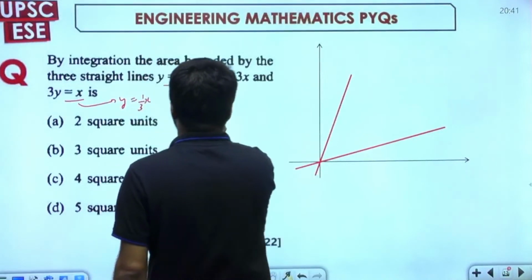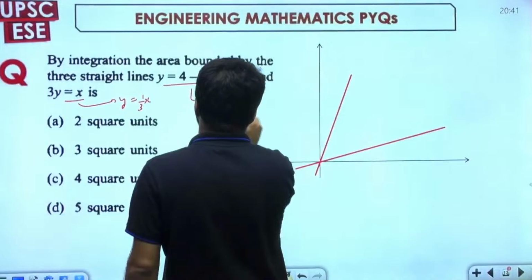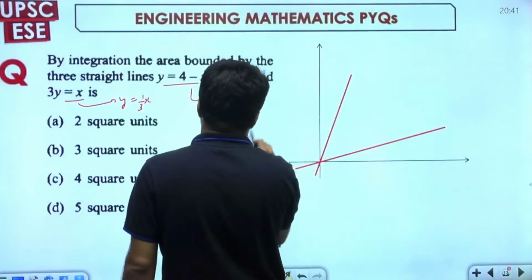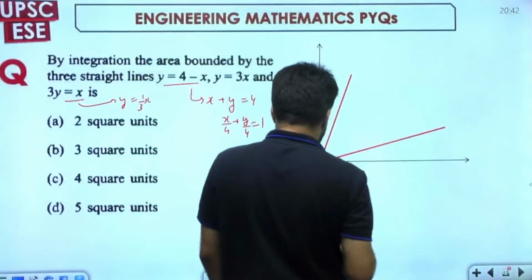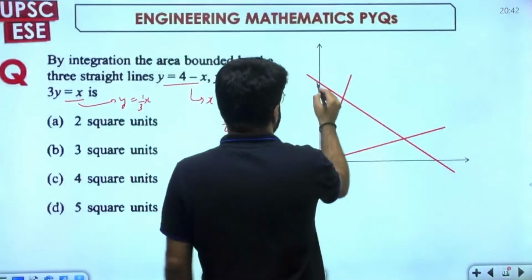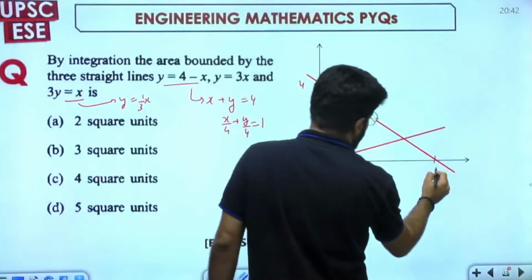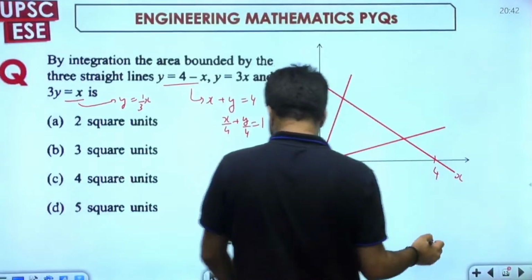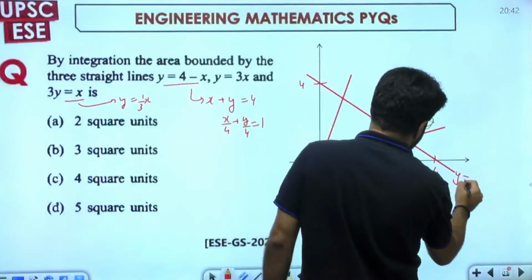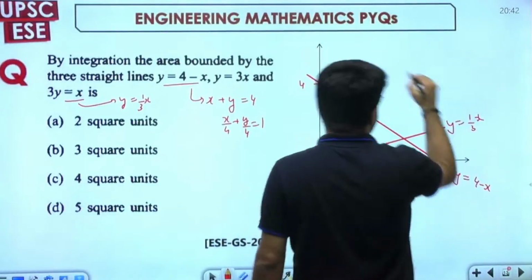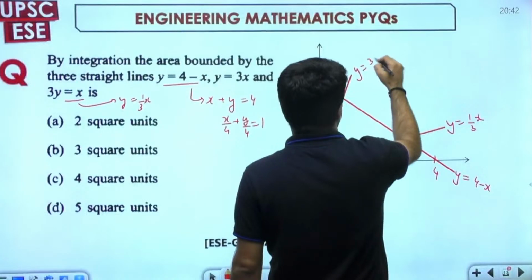And what about this one? Let's write this as x plus y equal to 4, or again the intercept form, x by 4 plus y by 4 equal to 1. In intercept form, x and y both intercepts are equal to 4. Or let me write it this way only, y equal to 4 minus x. This is the line y equal to 1 by 3x, and this is the line y equal to 3x.